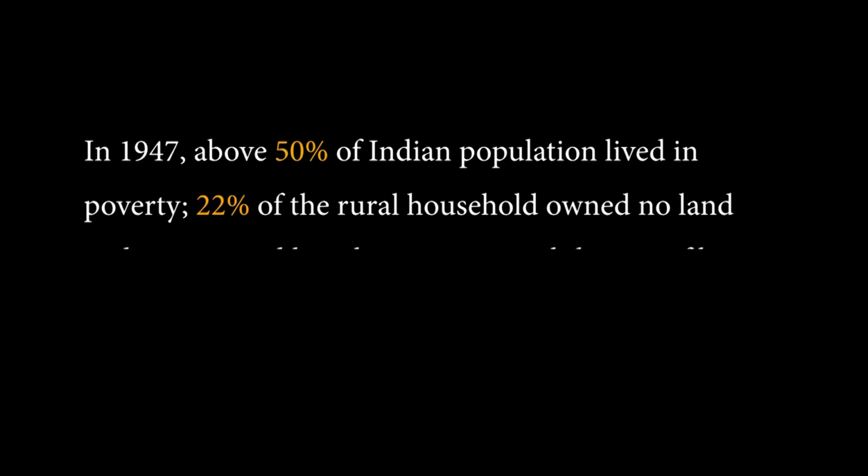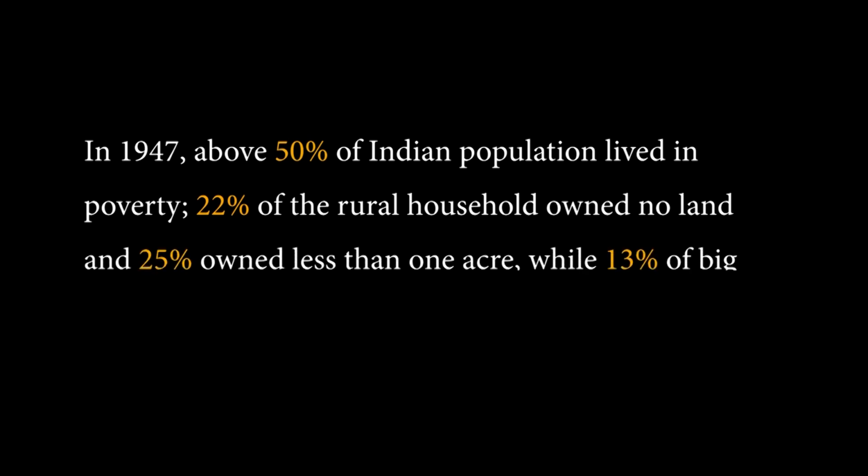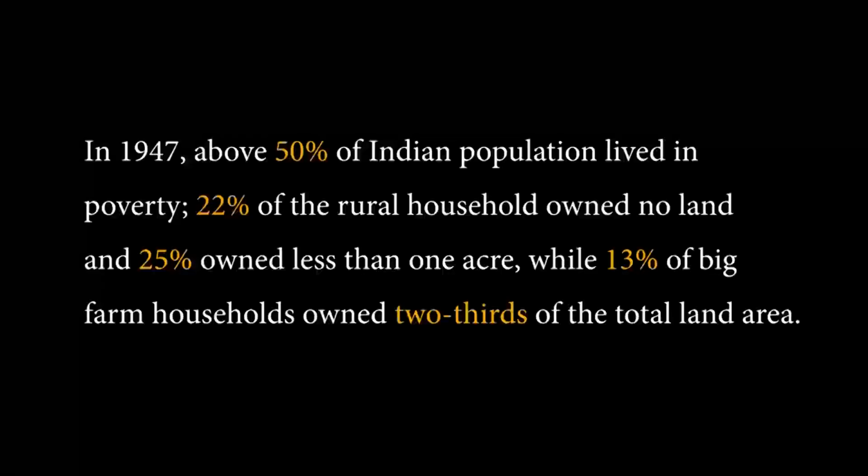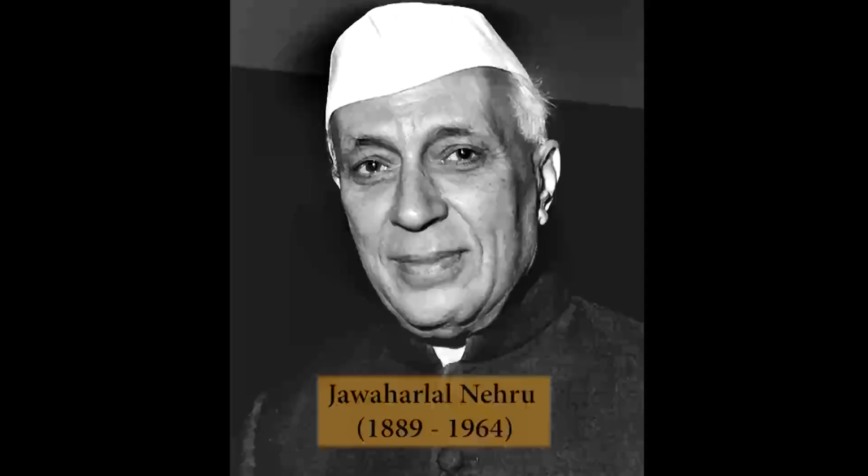22% of rural households did not have any land. 25% of rural households owned less than 1 acre of land, while 13% of the big farmhouses in India owned two-thirds of the total land area. The Nehru government felt the necessity of a planned economy for mitigating the economic crisis faced by the Indian economy.